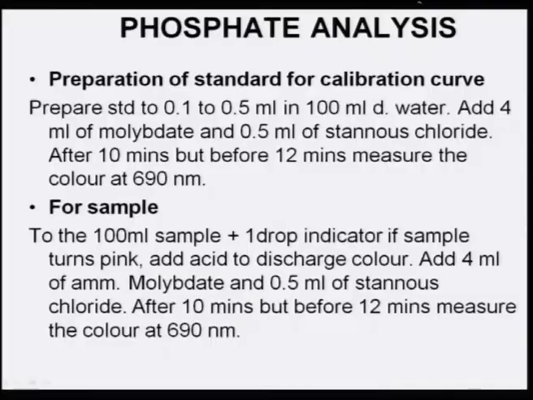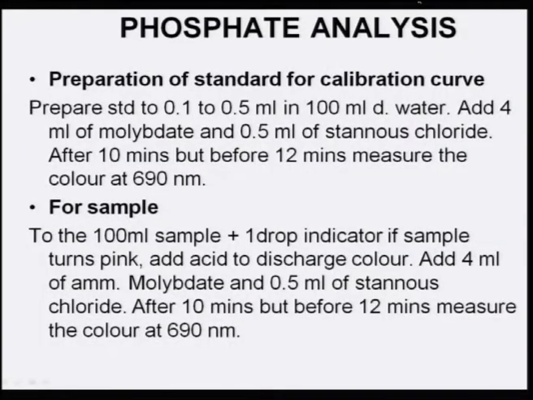Phosphate analysis. Again, whether the water is contaminated with phosphate or not can be found out by this analysis. Preparation of standard for calibration curve: standards of 0.1 to 0.5 in 100 ml of deionized water are prepared. Addition of 4 ml of molybdate and 0.5 ml of stannous chloride is carried out. After 10 minutes, but before 12 minutes, the solution is measured at 690 nanometers in a UV visible spectrophotometer.